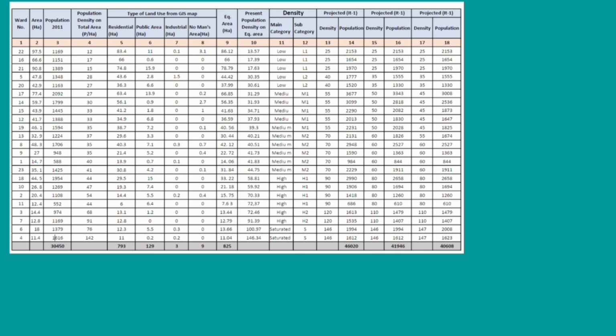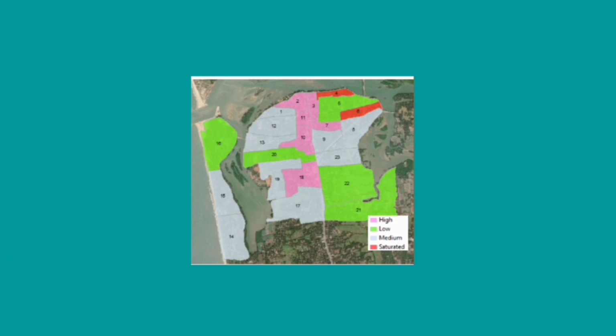Okay, to distribute it, we do the exercise that is given here. Once done, we have a population density map of different areas. Now if we put this data into a map, this is how it will look. So the areas in pink are having high density. Then there are areas in green which have low, and areas in red having saturated, right?